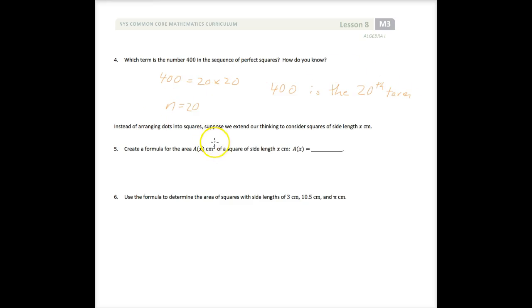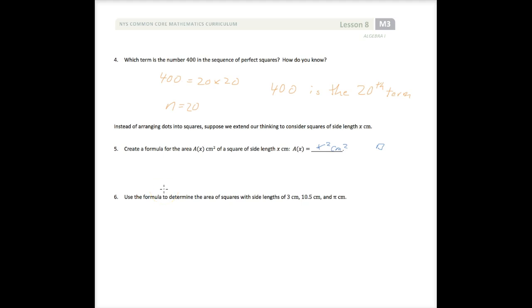Suppose we extend our thinking to consider squares with side lengths in centimeters. Create a formula for the area A(x) in centimeters squared if the side length of the square is x centimeters. So our formula would be something very simple. It would be x squared centimeters squared, because we're now taking those centimeters and turning them into little squares, a square centimeter, and we're counting how many of those we see.